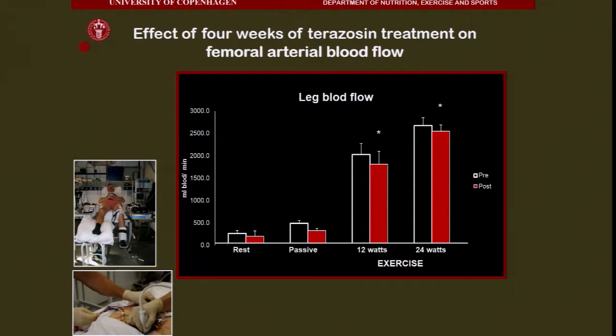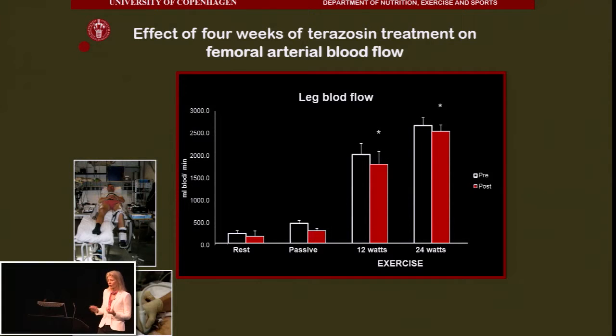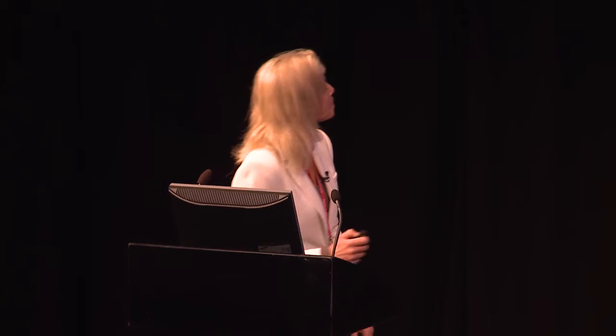And flow was significantly lower for 12 watts and 24 watts. So it seems that if you get an increase in capillarization per se, you can actually lower your flow because you get an increase in oxygen extraction. What about maximal flow then?